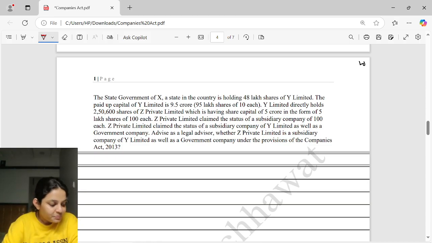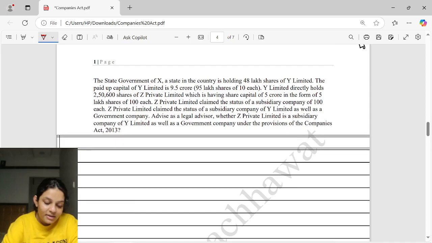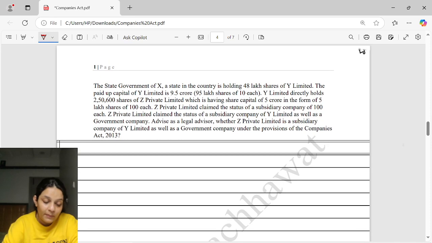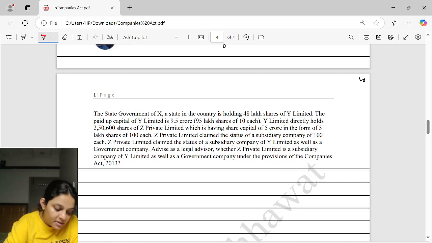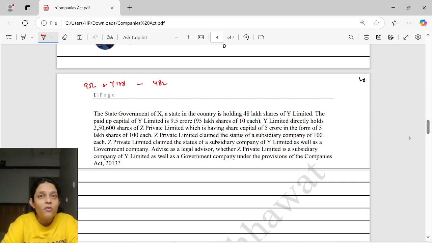Waiting for the results. The state government of X, a state in the country, is holding 48 lakh shares of Y Limited. So Y Limited is a company and the state government is holding 48 lakh shares. What is the total shares of this company? 95 lakh. For a government company, minimum holding is how much? 51%. Correct or not? 51% of 95 lakh would be how much? Tell me, guys.